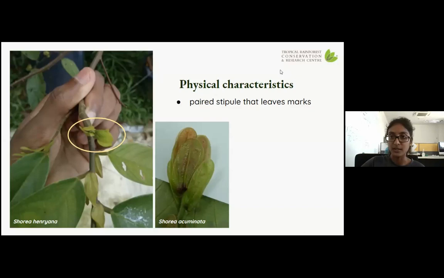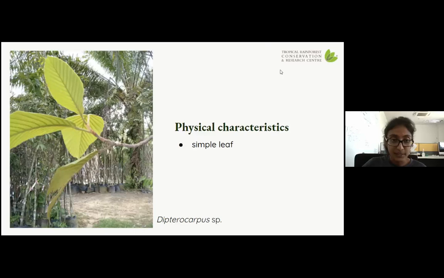Next characteristic is simple leaf. Simple leaf means that there is the leaf bud, and then when the baby leaf starts to emerge, there's only one leaf. So this is simple leaf. But if there is the leaf bud and many leaves start to emerge at the same time, so a group of leaves, you call this compound leaf. This is one of the most important characteristics that you have to understand, because dipterocarps have simple leaf. But to really differentiate simple and compound leaf, it will take a lot of practice. So you have to really go through this to be able to differentiate simple and compound leaf.